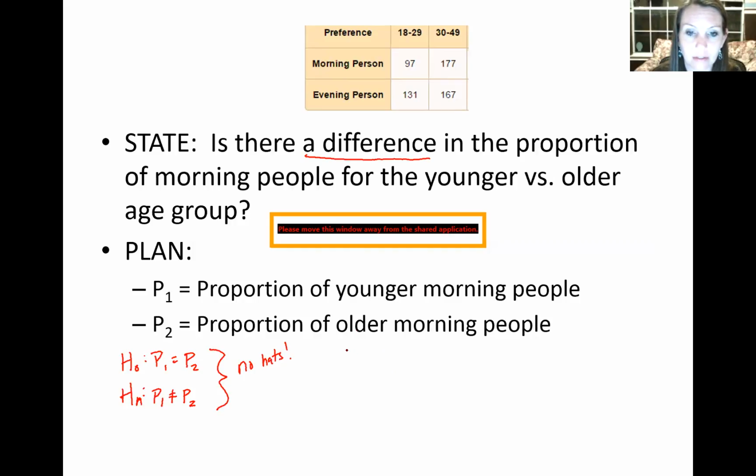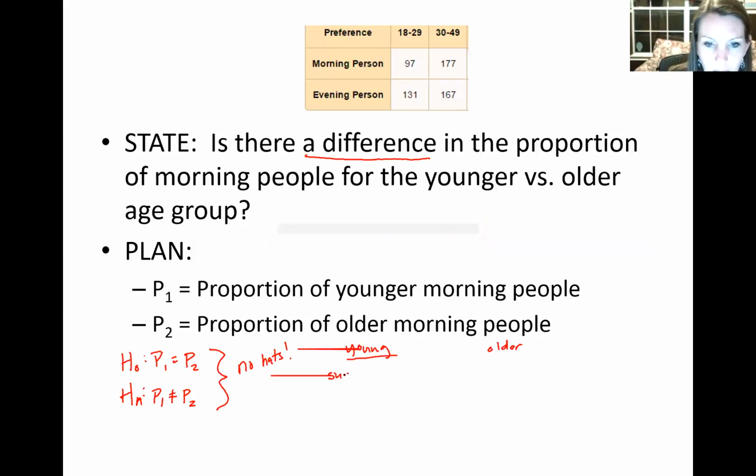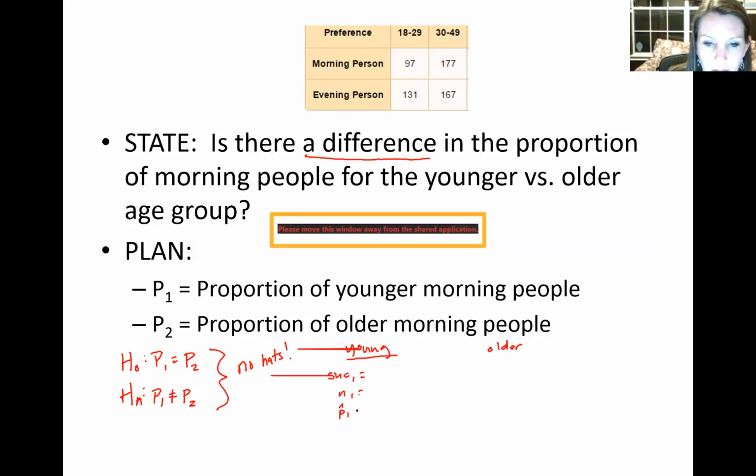Okay, so looking at the important information that I need to gather, we have these two samples here: the younger group and the older. In the young group, we're looking at the number of successes and also the sample size, and then we'll end up calculating our P hat 1 as well. The way the data was given in this particular problem wasn't quite as straightforward. I'm going to be a little bit more straightforward on the exam. They did tell us the number of successes, which is the morning people here. So that's 97.